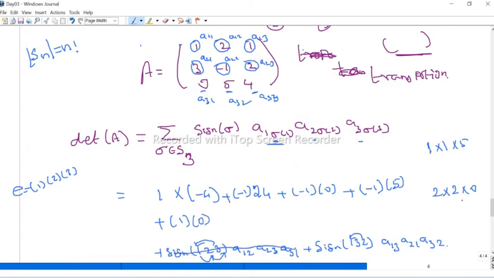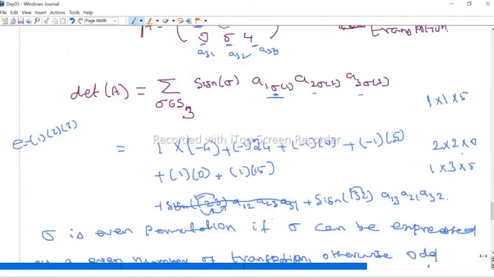Now the final one is sign of 1 3 2, which is an even permutation. Therefore sign is 1. And then the value of A13 is 1 into A21, which is 3, into A32 which is 5. Therefore 15. So now just to simplify, you will get the determinant.